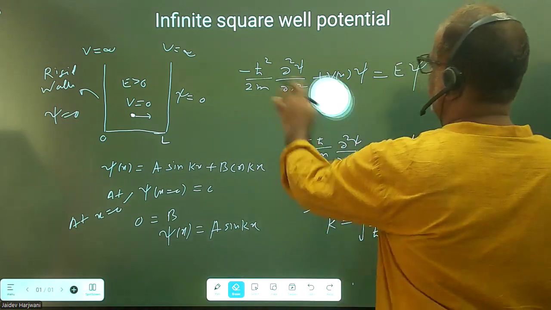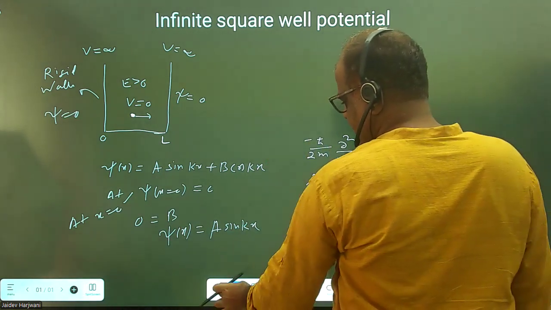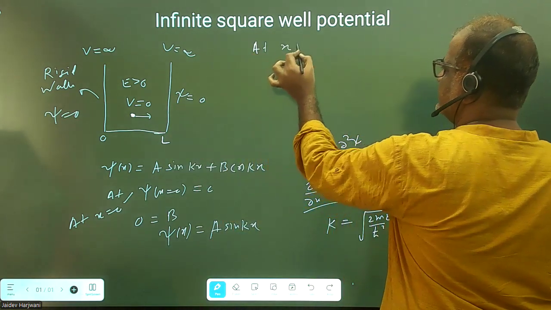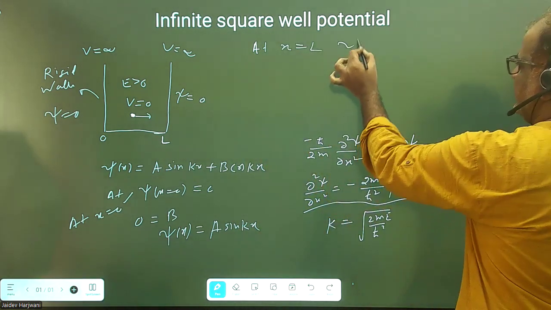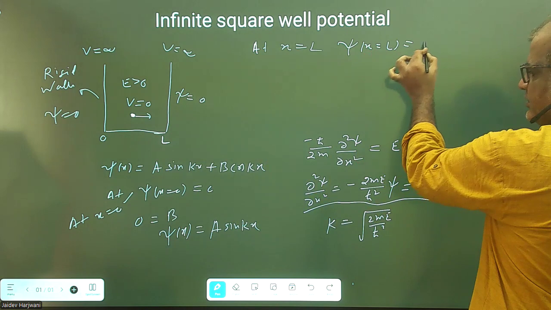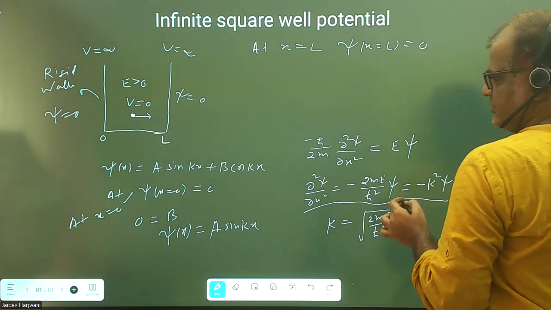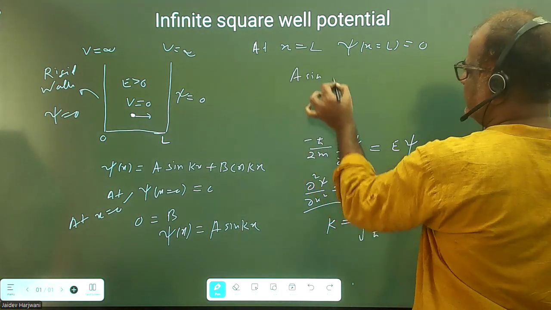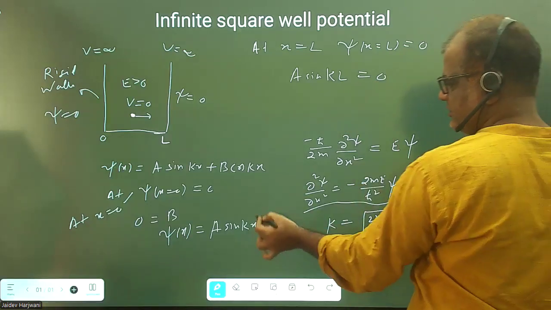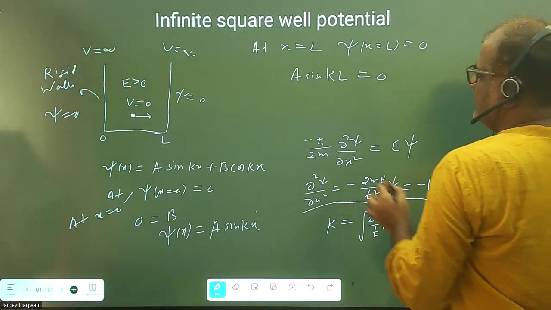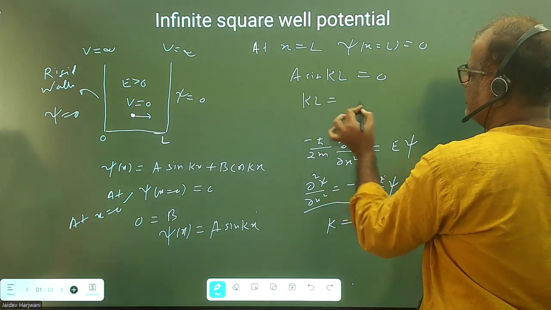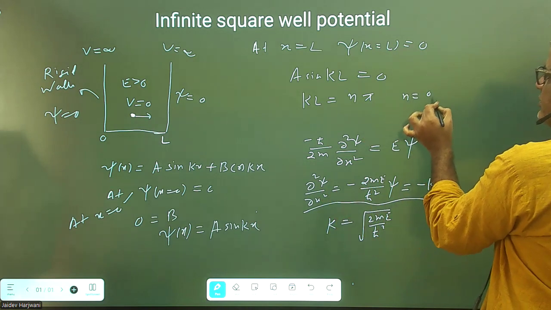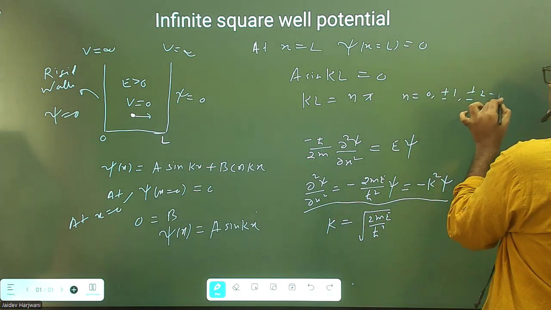Now let us solve it further. Another boundary condition at x equal to L: again psi(L) is 0. Substituting here, this gives me A sin kL equal to 0. Now this gives me kL equal to n pi, where n is 0, plus minus 1, plus minus 2, and so on.